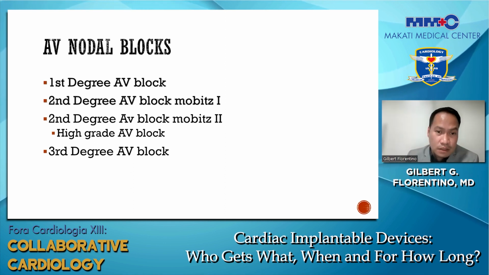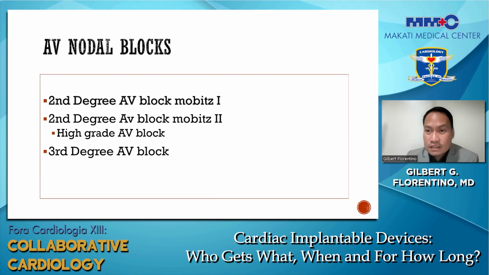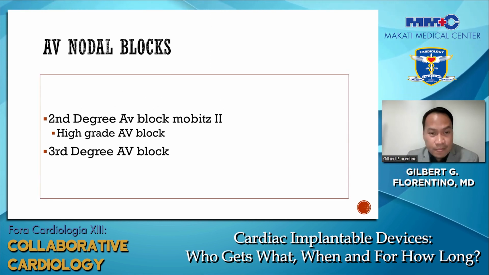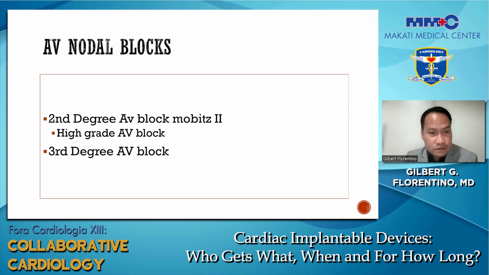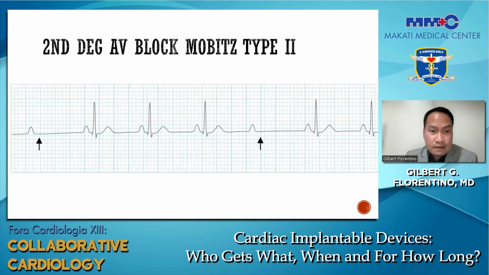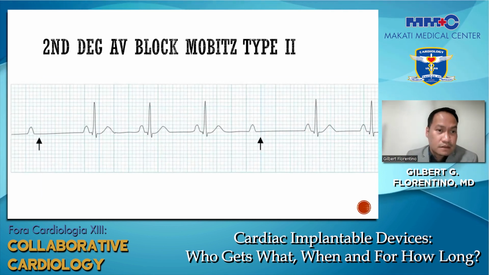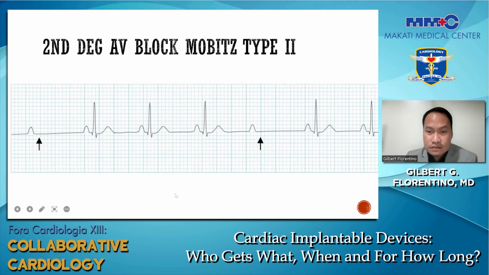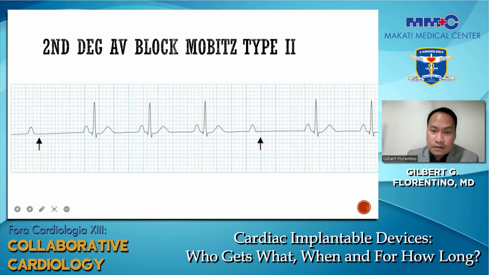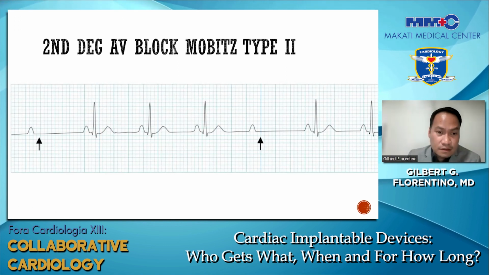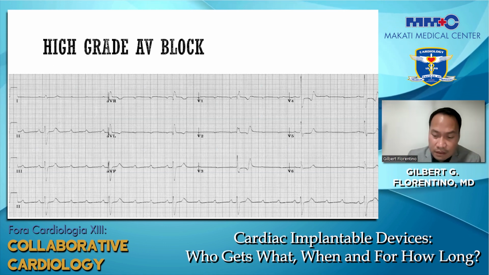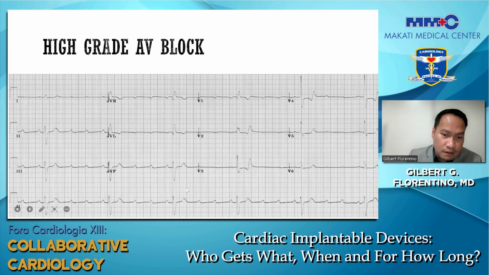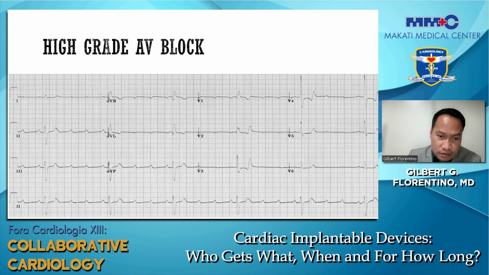But we don't implant a pacemaker for first degree and second degree type 1. Only the remaining types of AV block will require a pacemaker irrespective of their symptoms. So again, I prepared some examples of second degree AV block type 2. There's a dropped beat, the arrow. At the dropped beat, the PR interval is fixed. And here, an ECG of a high-grade AV block. Again, I just want to show you that there is no dissociation, and the QRS complexes are conducted beats.